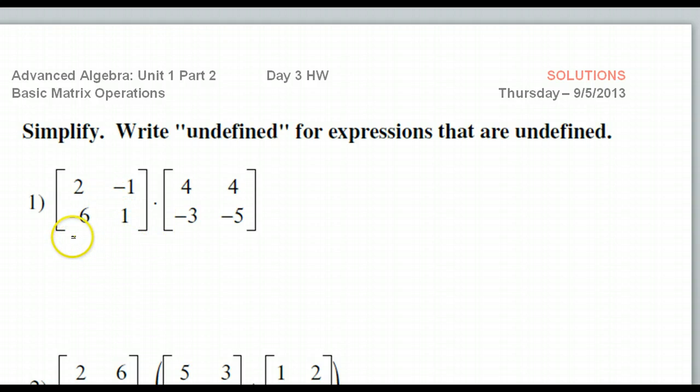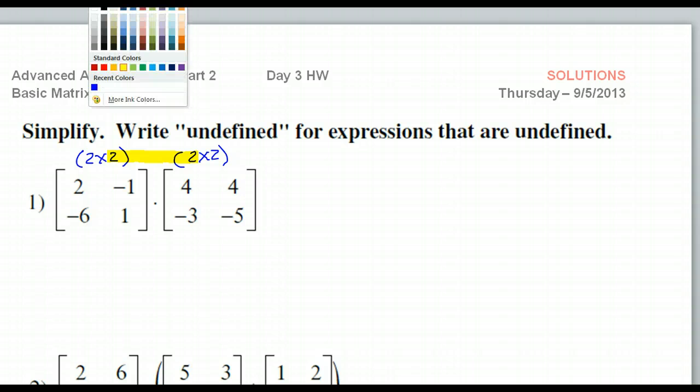Your thought process is this. Look at the dimensions. This is a 2 by 2 matrix. This is a 2 by 2 matrix. In order for this to be possible, the inner dimensions have to be the same. They are, so fine, it's possible.